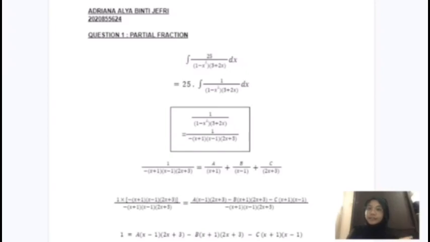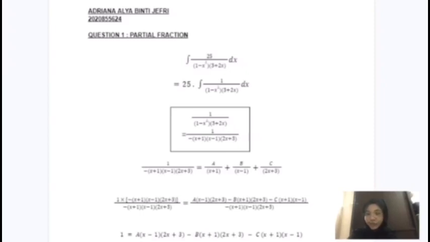The expanded numerator partial fraction is then compared to the formula, resulting in a over x plus 1 plus b over x minus 1 plus c over 2x plus 3. This is then multiplied to make sure the denominator is the same.